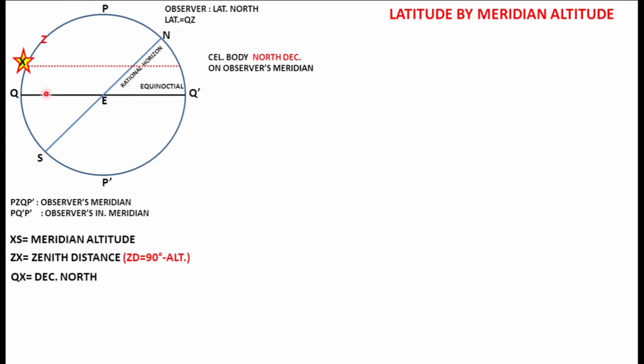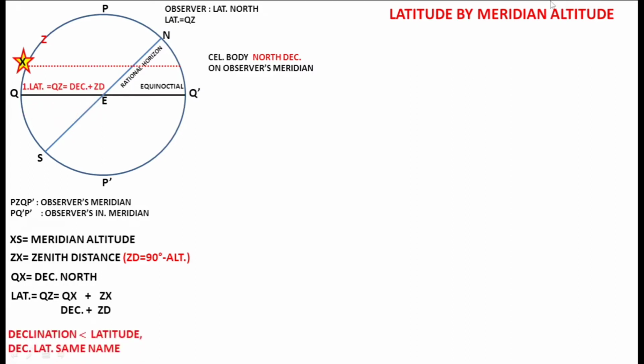Declination from equator to the body, QX. So if I know the altitude, and I know the declination, I can find out my latitude. Here, declination plus zenith distance is my latitude. In this case, you notice that the declination and the latitude are the same name. The declination is less than the latitude.